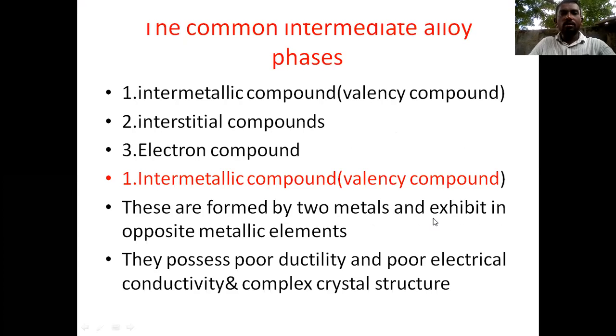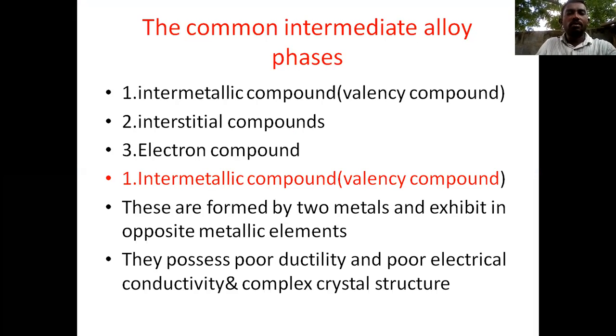The next topic is the composition of intermediate alloy phases: intermetallic compounds, interstitial compounds, and electron compounds. Generally, we have three types of compounds. One is intermetallic, the second is interstitial, and the third is the electron compound.